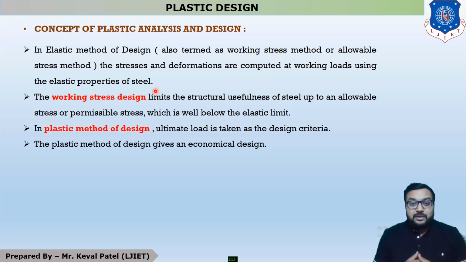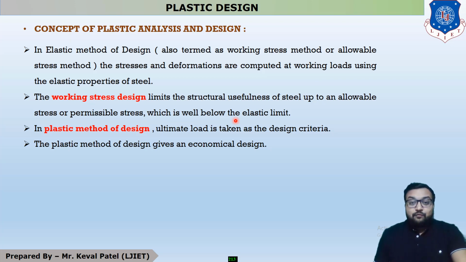And you all know that there are a number of methods like the limit state method and the working stress method. Now, what is the difference between the limit state method and the working stress method? The main difference is that working stress design limits the structural usefulness of steel up to an allowable stress, which is also called permissible stress, and which is well below the elastic limit.